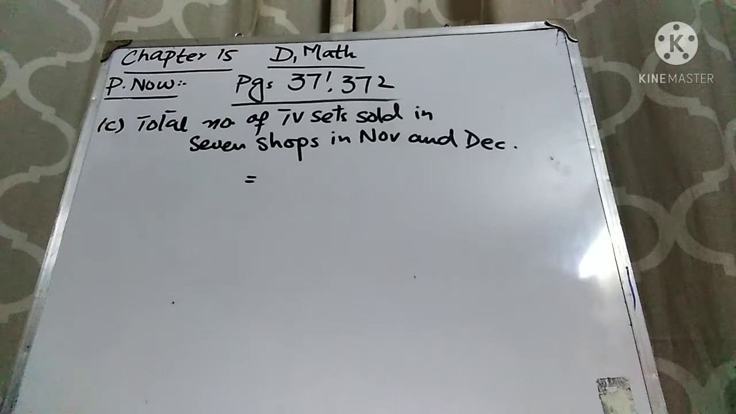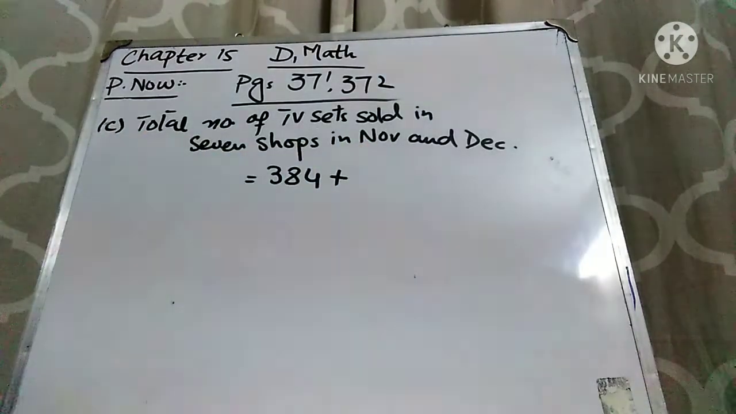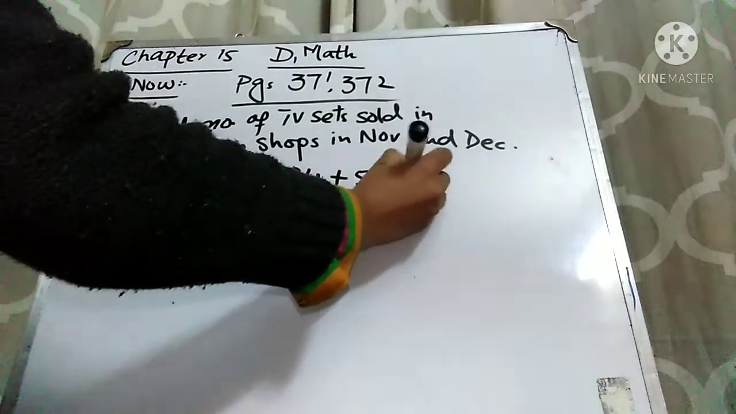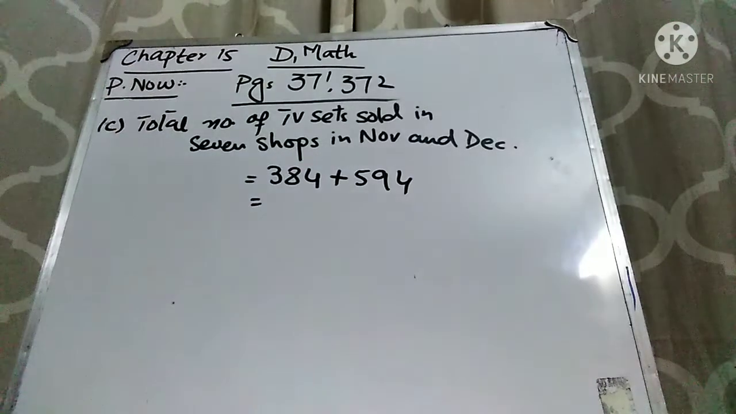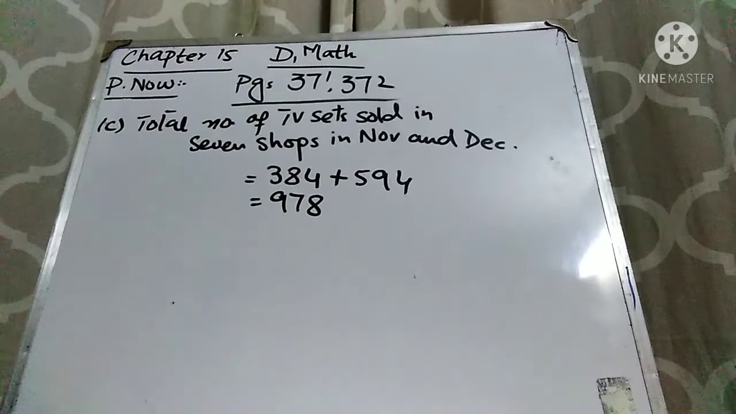In November, the total number of TV sets sold is 384, and the total number of TV sets sold in December is 594. So when I add these two values, I get the total number of TV sets sold in these two months. 594 plus 384 is equal to 978. So the total number of TV sets sold in both months is 978.